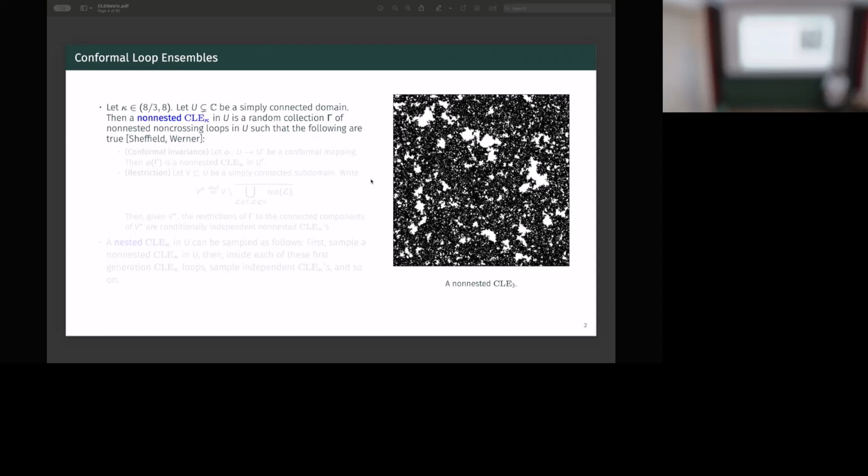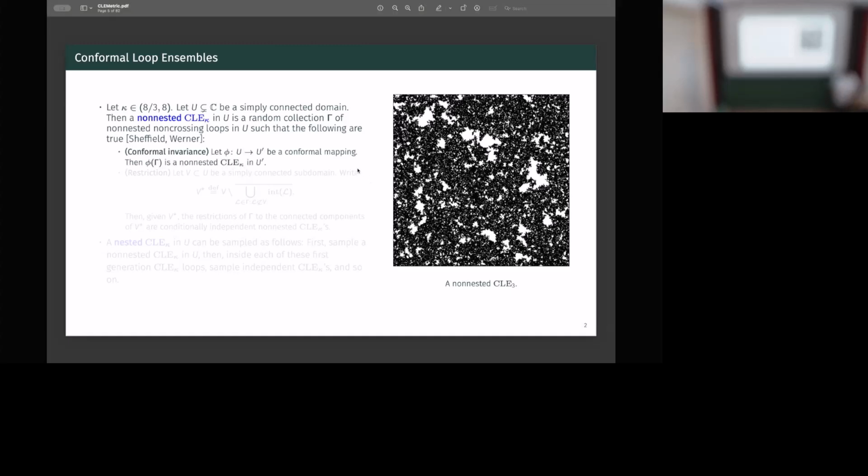Non-nested means no loop is surrounded by other loops. So the loops are like this, not nested. They are not surrounded by any other loops. So this is a non-nested CLE. And this is a picture of a non-nested CLE3. The white points are the points that are surrounded by some loops. Therefore the boundaries of these white regions are the loops in this CLE.